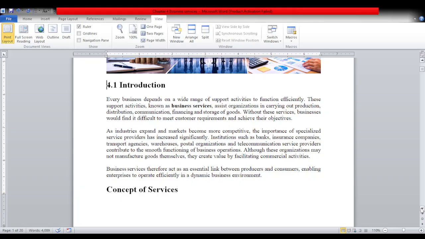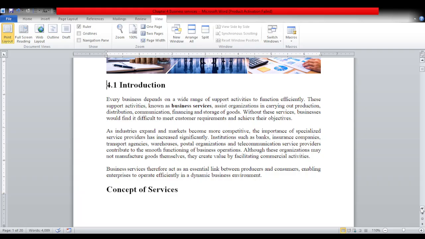Business services are very prominent in the present day scenario, and most people are consuming services 24 by 7. They are regularly consuming these services day in and day out, whether they are in their house or out of their house, in a business or out of the business. Every time they are consuming services. So let me help you to understand more.